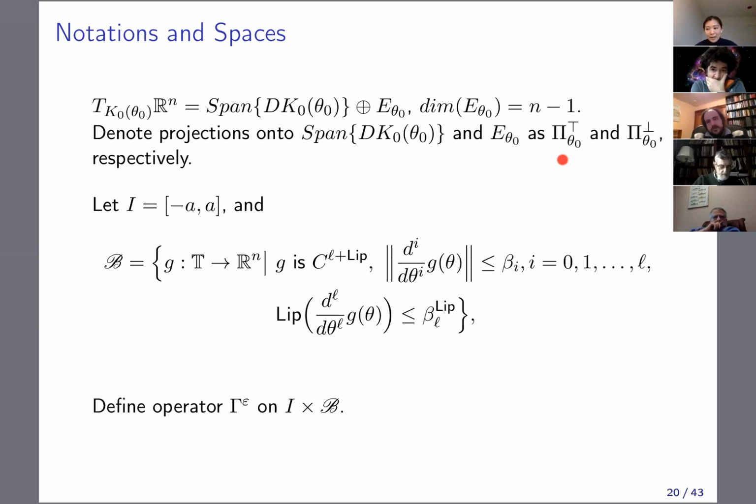So now we will consider an interval around 0 and a ball in the C^(L+Lipschitz) space of periodic functions defined on the circle. So the interval I is going to be the space for omega hat, and the calligraphic B is going to be the space for K hat. And the constants A and beta appear in this definition. We are going to choose them in the proof. Right now, we are going to define the operator on the space I cross calligraphic B.